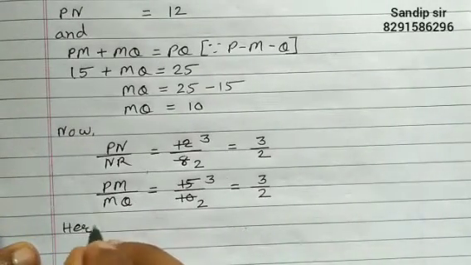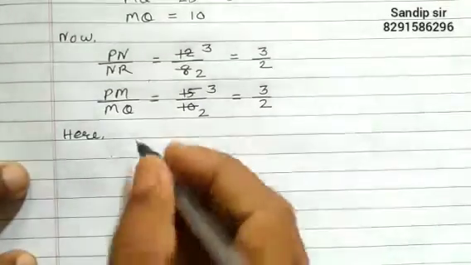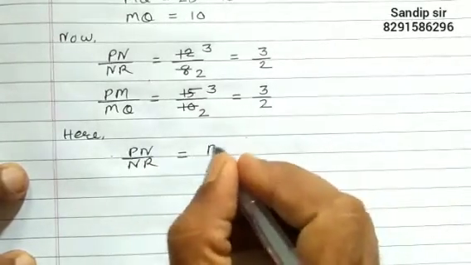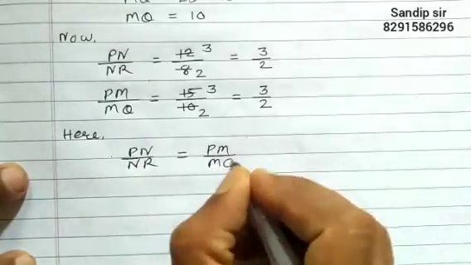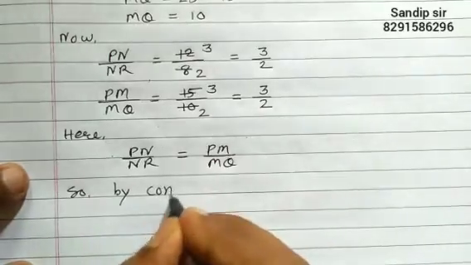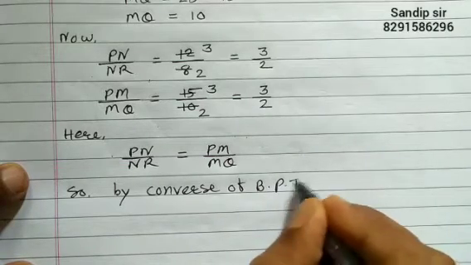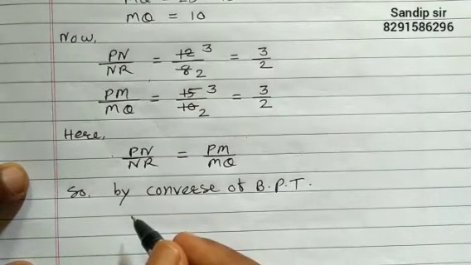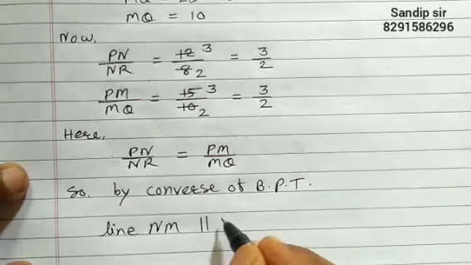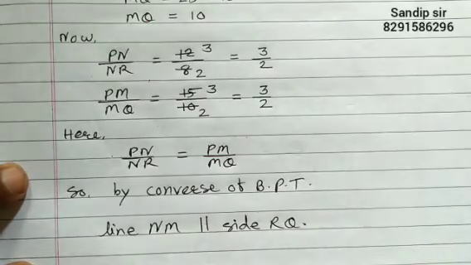Here both ratios are equal. PN upon NR is equal to PM upon MQ. So by converse of BPT, we say line NM is parallel to side RQ. The parallel आहे.